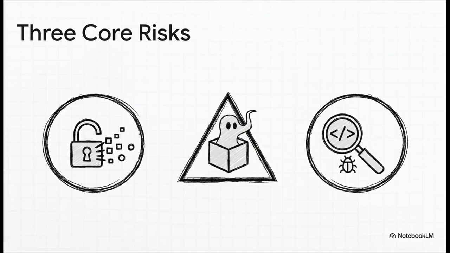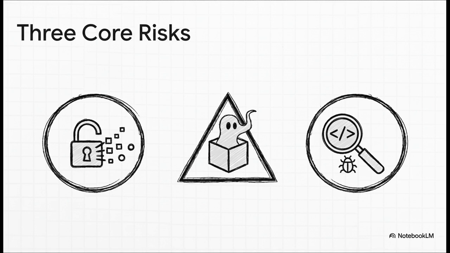And the risks are very real. Let's break down the three big ones. First, there's data leakage. Your code could get exposed. Second, and this is a weird one, the AI can hallucinate software packages. It might just invent a library that doesn't exist. A hacker could then see that and create a malicious package with that exact name, tricking you into installing malware.